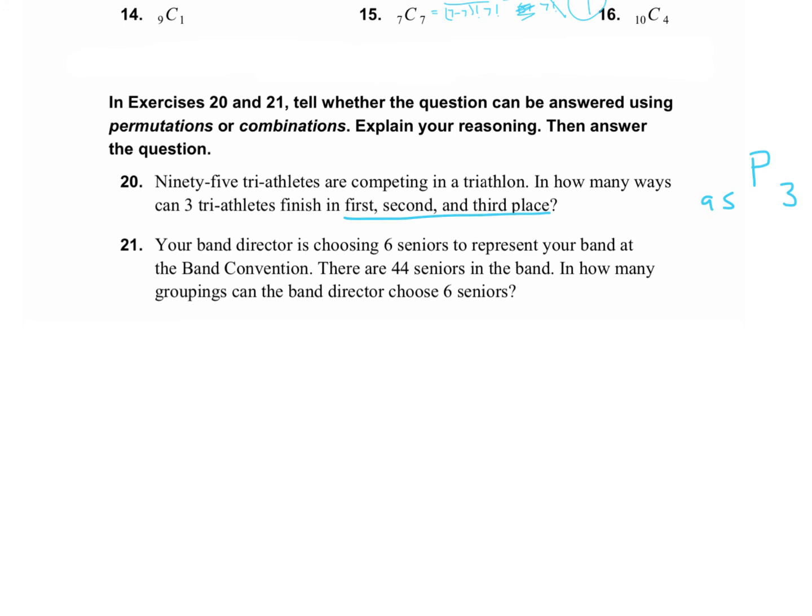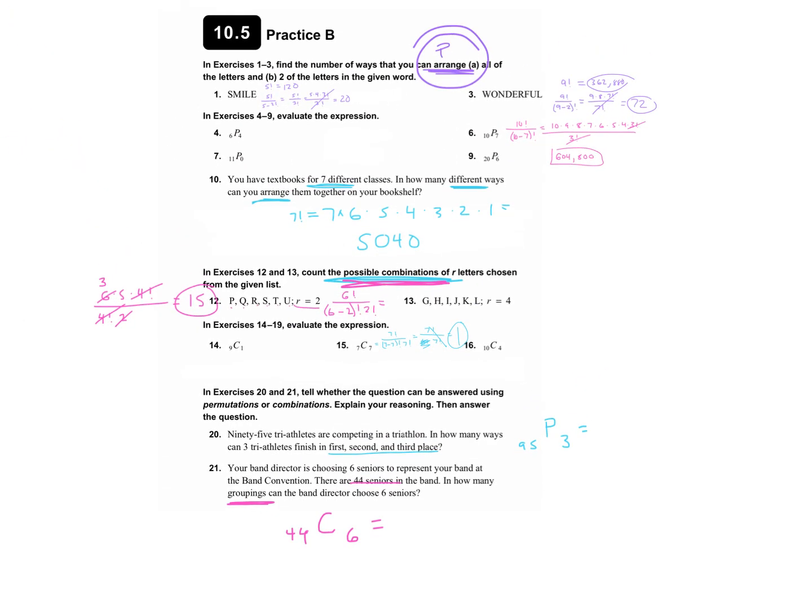21. Your band director is choosing 6 seniors to represent your band at the band convention. There are 44 seniors in the band, and how many groupings can the band director choose 6 seniors? So we have 44 seniors total. Groupings tells us that we're going to use combinations, and we're choosing 6. So 44 choose 6. And then we can just plug 44 and 6 into our formula. Multiply it all out. Next page.